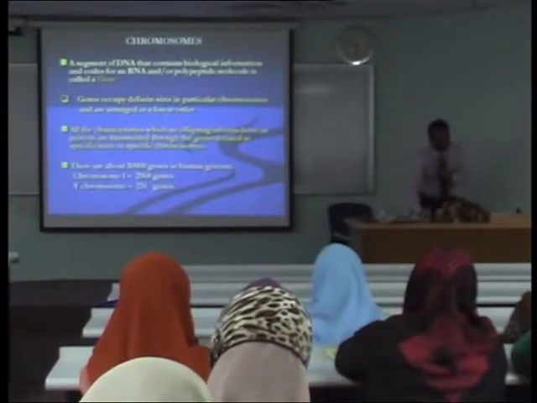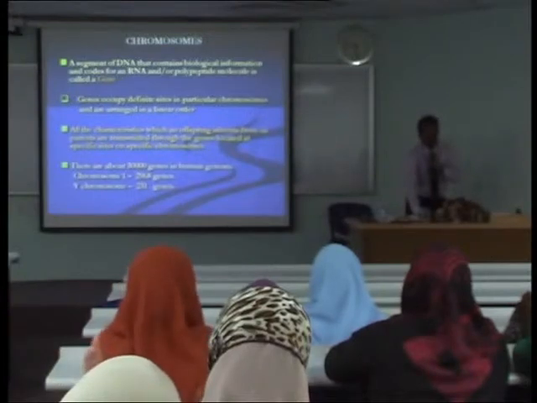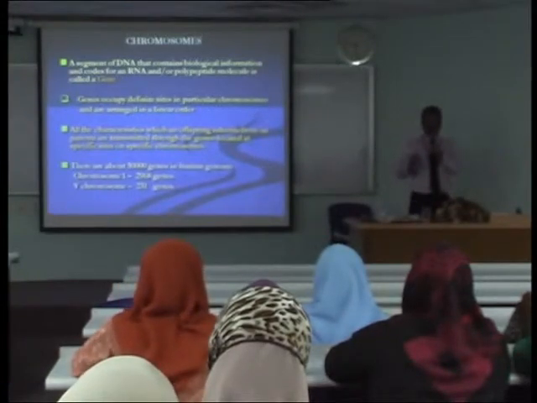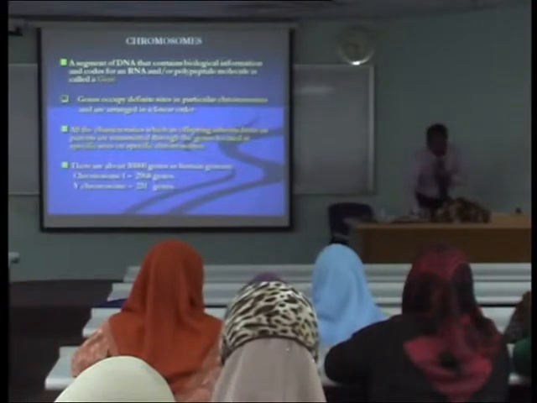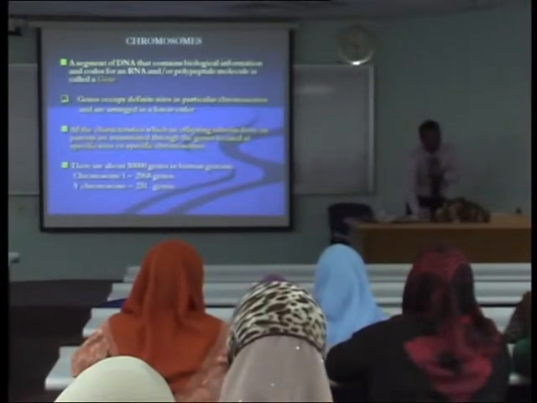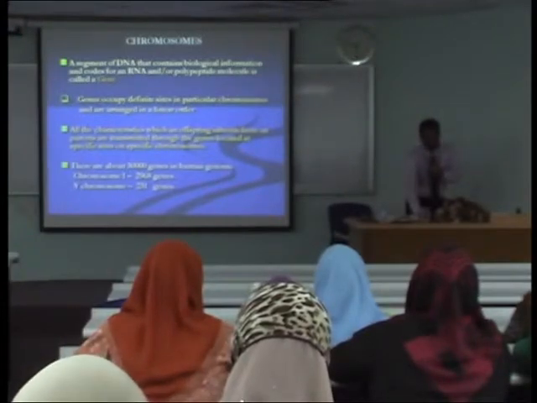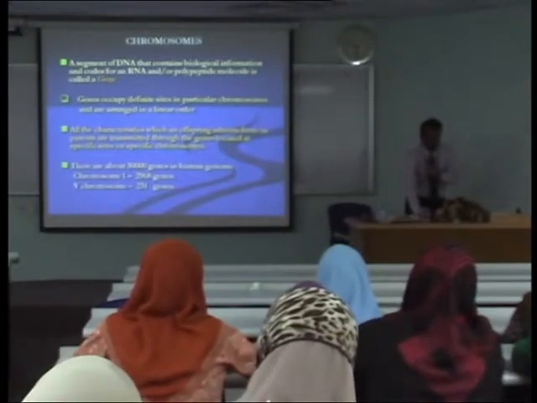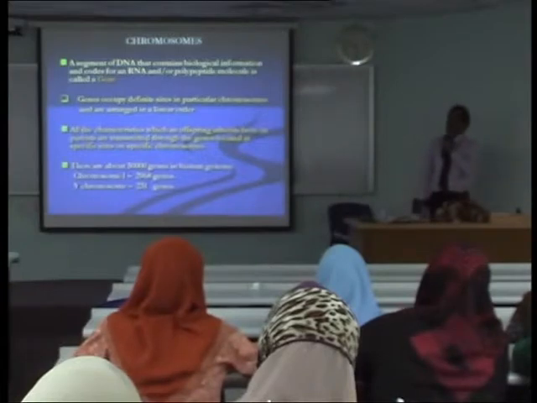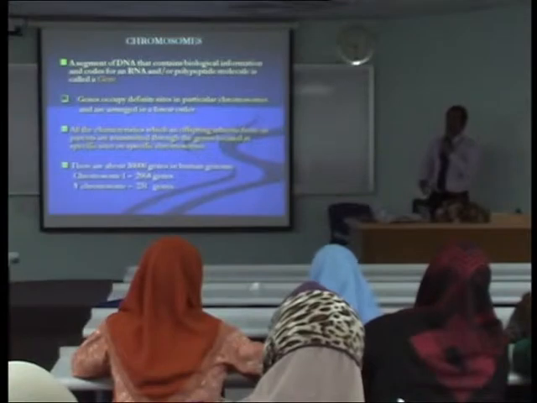A segment of DNA that contains biological information and which codes for an RNA or a polypeptide molecule is called a gene. That means the genes are located inside the chromosomes. That means in the chromosome you know that DNA is there. So genes are part of the DNA. And genes occupy definite sites in particular chromosomes and are arranged in a linear order. And all the characteristics which an offspring inherits from its parents are transmitted through the genes located at specific sites on chromosomes. According to the latest reports from the Human Genome Project, human beings contain around 26,000 to 30,000 genes.